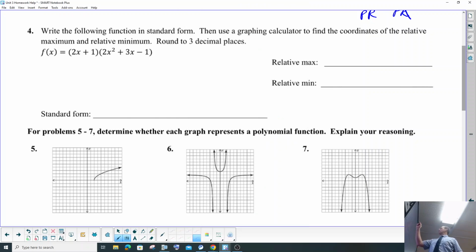They do want you to put it in standard form first. You know what that means, seashell. Don't forget to seashell, and then use your calculator.